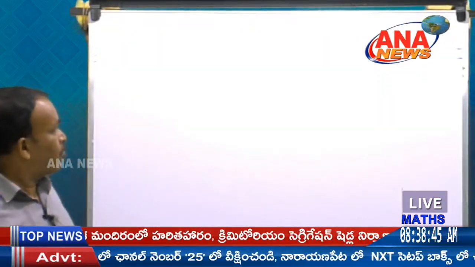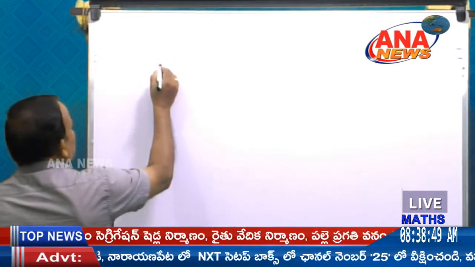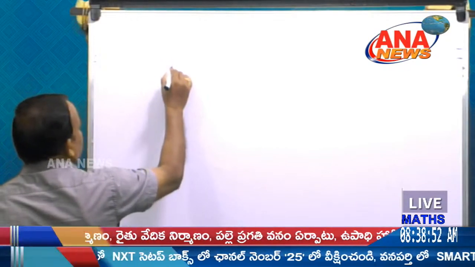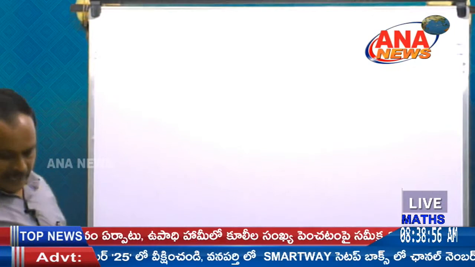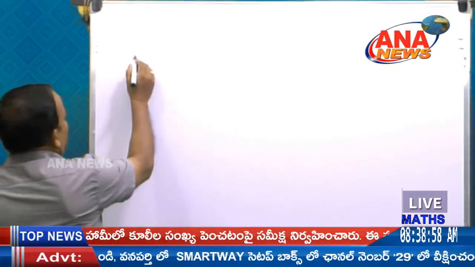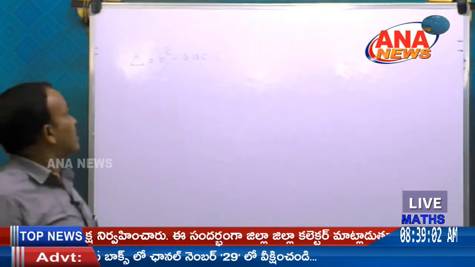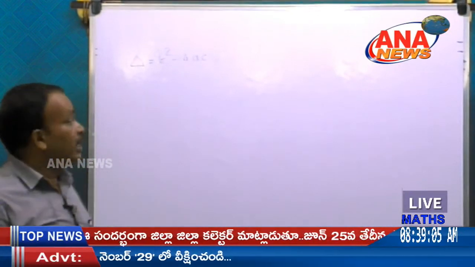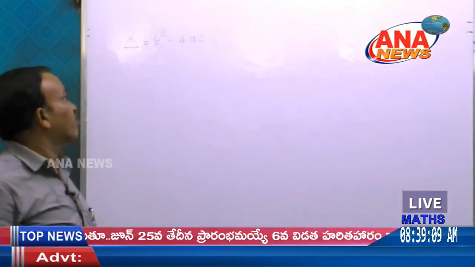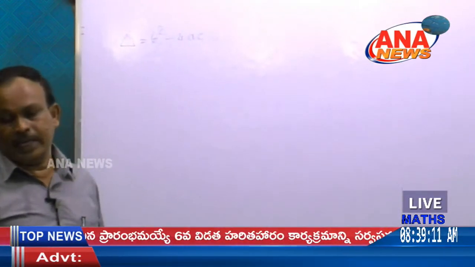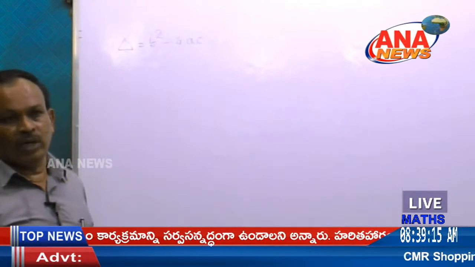Students, now b square minus 4ac, this is what? The discriminant, denoted by delta or capital D, of course. Delta is the discriminant of ax square plus bx plus c equal to 0. That is what b square minus 4ac is, the discriminant. The equation's discriminant delta is b square minus 4ac.